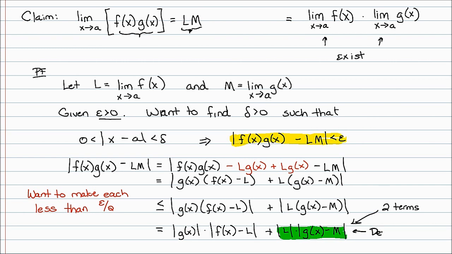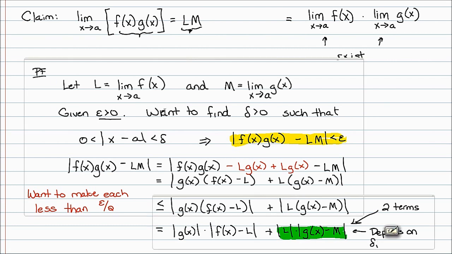So I'll write depends on delta sub 1. Okay, so we can find a delta sub 1 small enough to make that less than epsilon over 2. Now we're going to find another delta, delta sub 2, so that it also works for this bit right here, absolute value of g of x times the absolute value of f of x minus L.